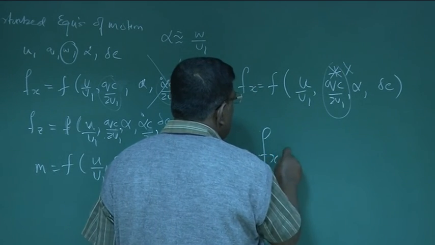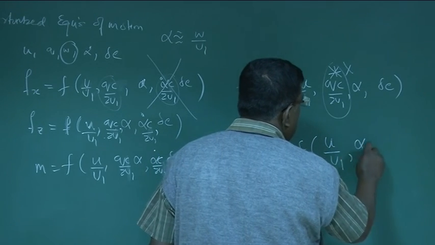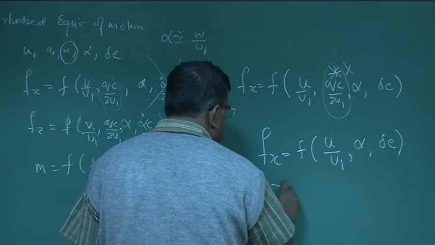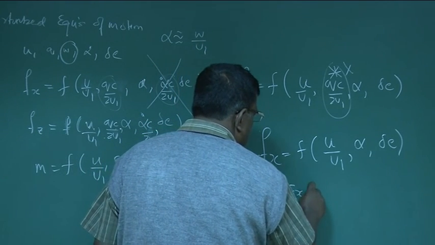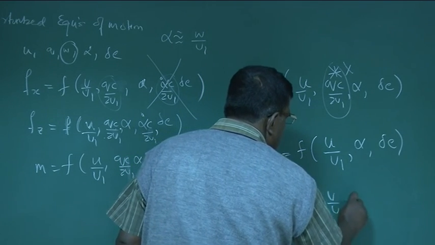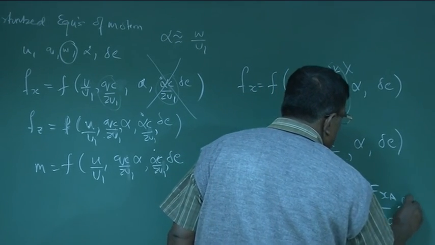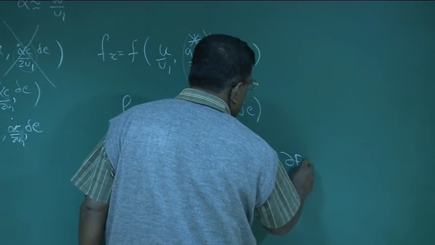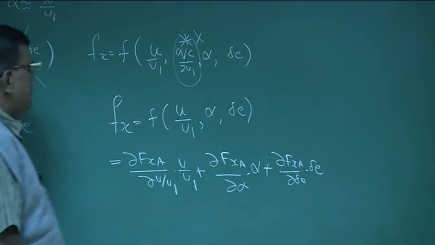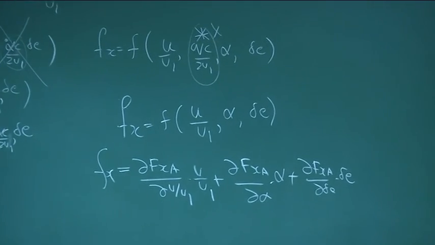So Fx we wrote as a function of U by U1, alpha and delta E. And then we expanded this as dFxa by dU by U1 into U by U1, plus dFxa by d alpha into alpha, then dFxa by d delta E into delta E. And this is Fx. What is Fx? Fx is the perturbed aerodynamic force.